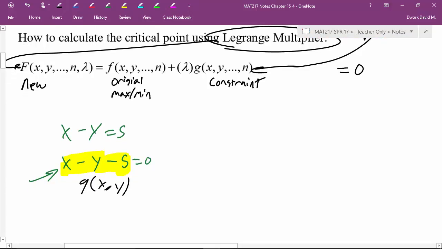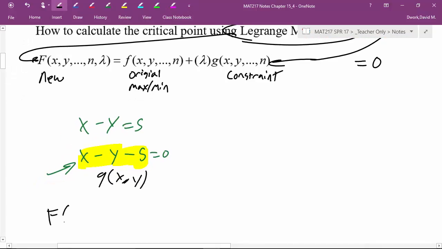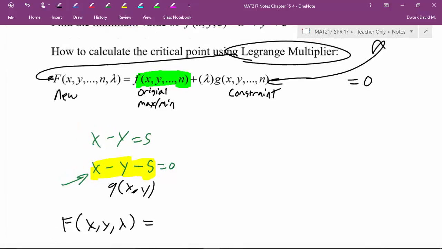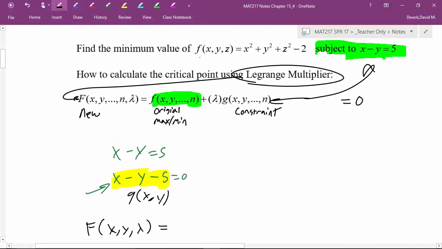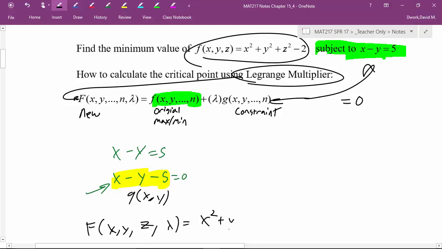Okay, now what we're going to do is create our new function. It's f of x, y, z, and this mysterious lambda is about to pop up. Now, what I'm going to fill in for the first part of the equation is my original function we're trying to min or max. That function is this one here. So that's going to be x squared plus, oops, we have a z in this equation too. So let me add in a z here: x, y, z, lambda. Okay. So we're going to have x squared plus y squared plus z squared minus 2. That's my f of x.